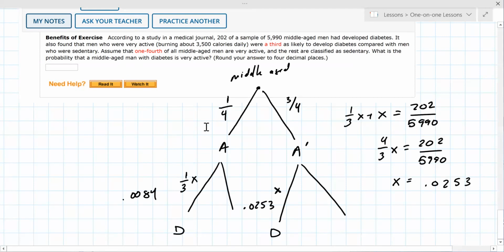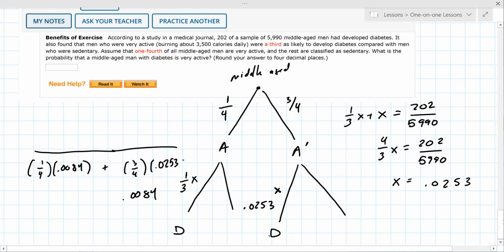So now what they're asking about in this question is, what is the probability that a middle-aged man with diabetes is very active? So they have to have diabetes, so it's going down these roads, but we want the one that says that they're very active. So this one on the left is 1/4 times 0.0084 plus 3/4 times the 0.0253, but we want this first one because they're the active.